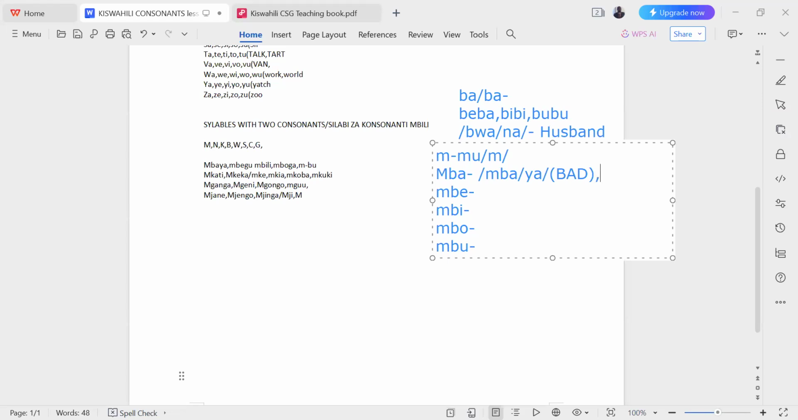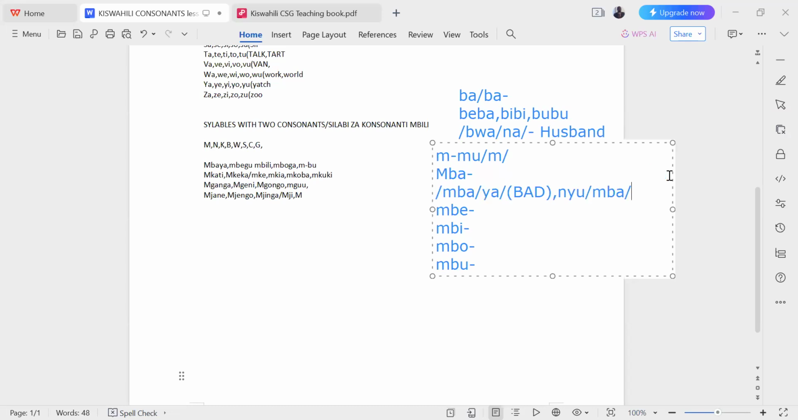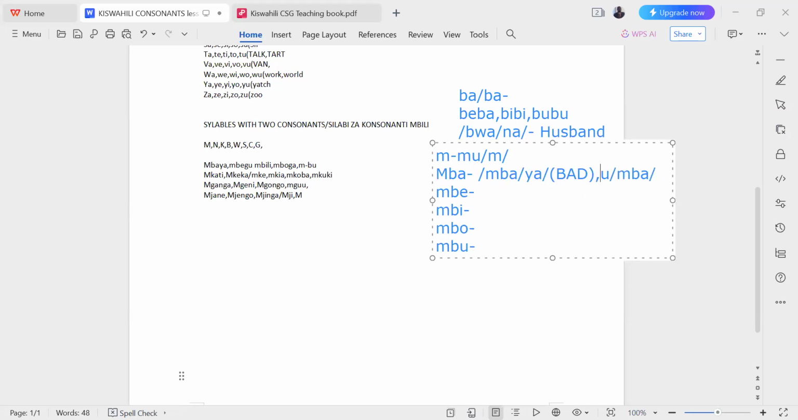For example, in the word new, you see the mba is coming at the end. This one will bring problems, so let's use a word without the confusion of the ny. We have the word umba. Here, mba has come as the last syllable in umba, but in the first example, mba is the first syllable in mbaya.